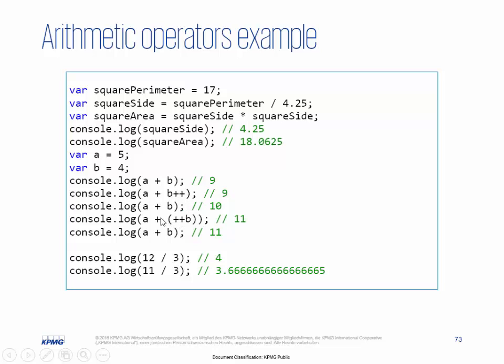Here we have the same effect, but actually we're doing the incrementation before the sum is calculated. So we are first incrementing b and then calculating the sum. And here we're putting the sum again. And here we have a few divisions, which can result in either an integer or a floating point number. Pretty straightforward, right?